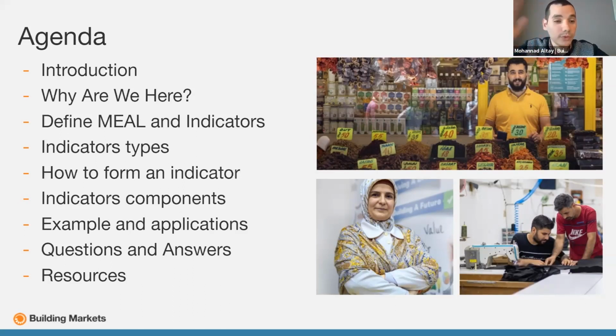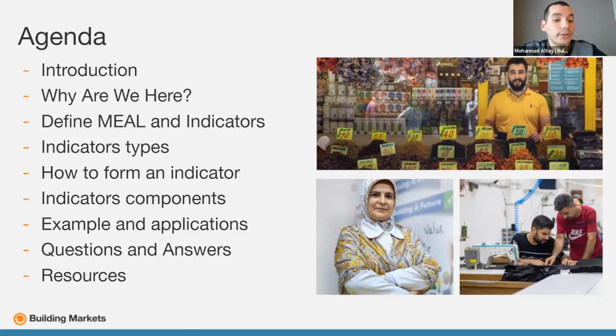First, we can go quickly through the agenda to see what we will cover today. The first part is the introduction, where you will learn more about our organization, Building Markets, what we do, and how we do it. Then we will quickly go over the learning outcomes, which is why we are here. We will see what we expect to gain as a result of this training session, and then we will quickly define monitoring, evaluation, accountability, and learning systems and indicators, a brief definition of what they stand for.